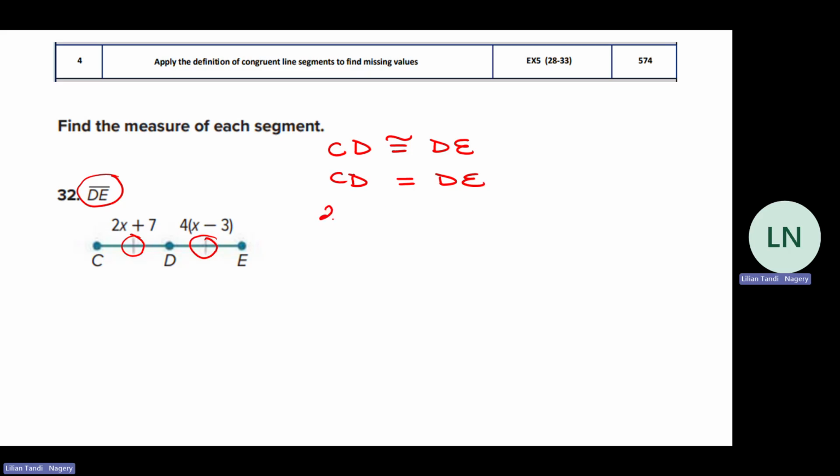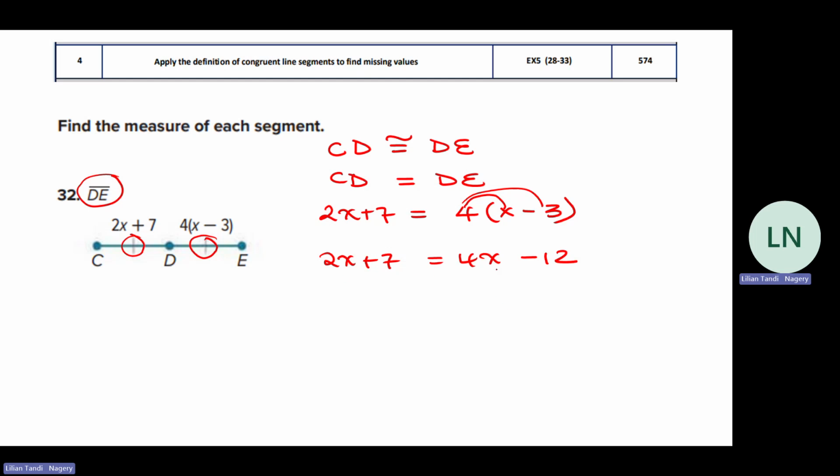What is CD? 2x plus 7 should equal 4 times parentheses x minus 3. I will do the distributive property. That will give me 2x plus 7 equals 4x minus 12.